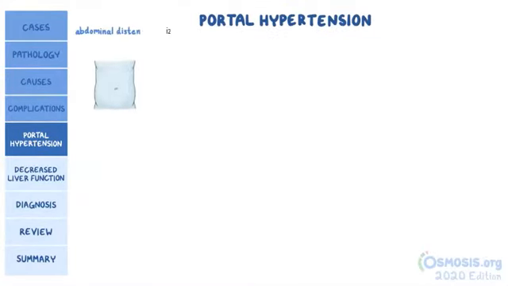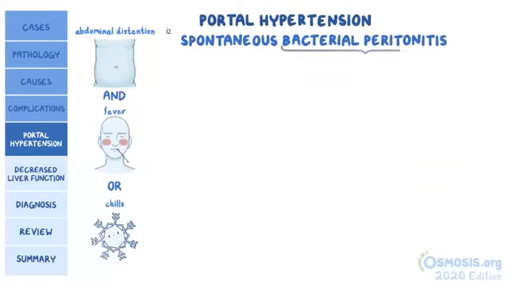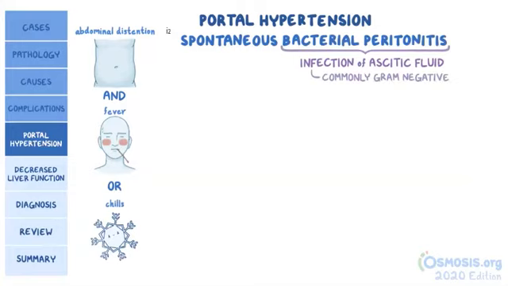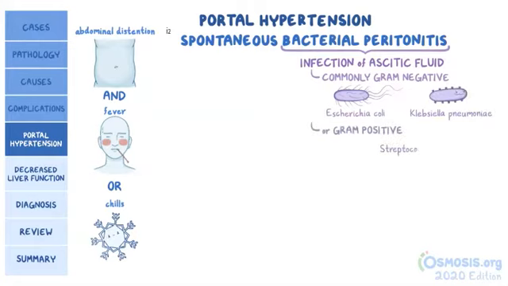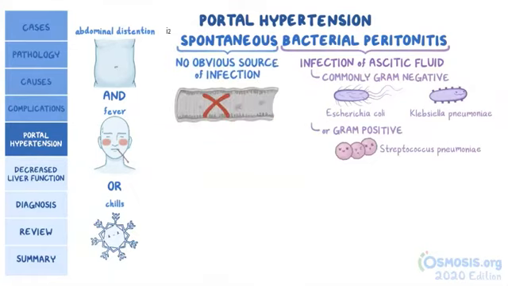If abdominal distension is also accompanied by severe abdominal pain and fever or chills, this might be a sign of spontaneous bacterial peritonitis. This is an infection of the ascitic fluid by a pathogen, most commonly a gram-negative one, like Escherichia coli or Klebsiella pneumoniae, and less commonly gram-positive, like Streptococcus pneumoniae. It's called spontaneous because there's no obvious source of infection, like a ruptured bowel.